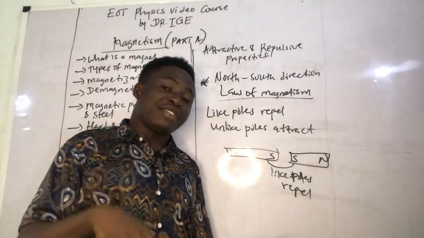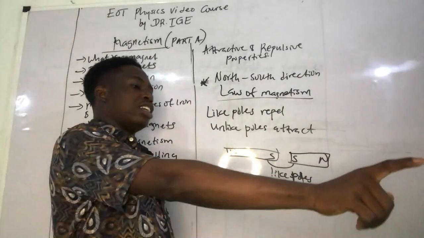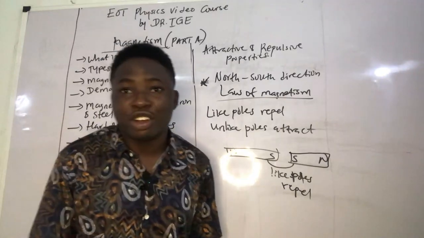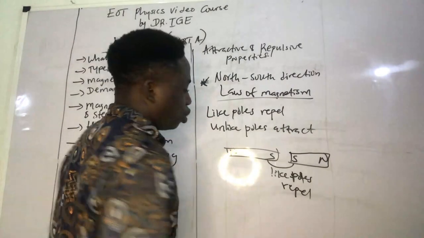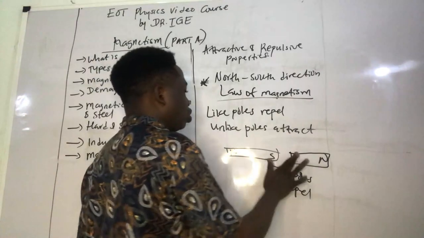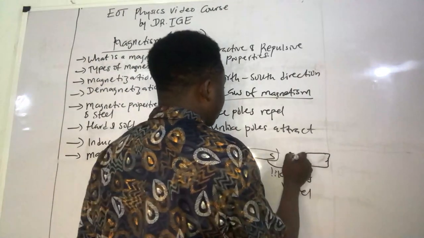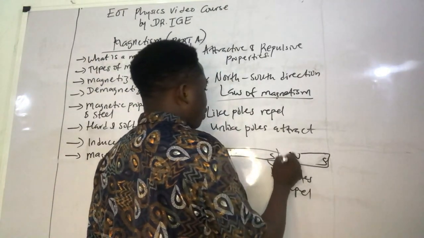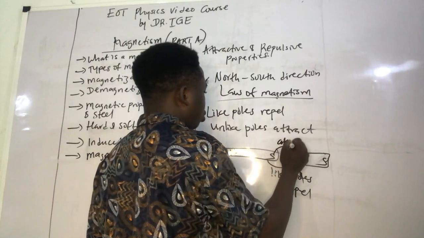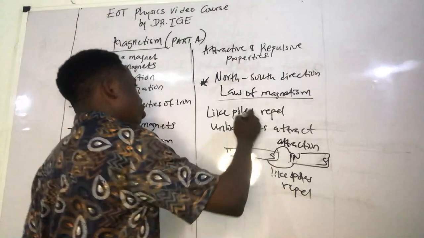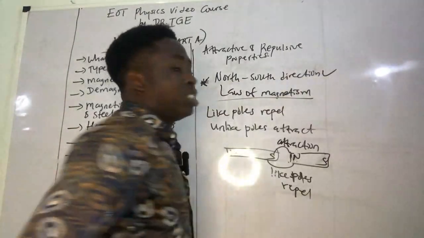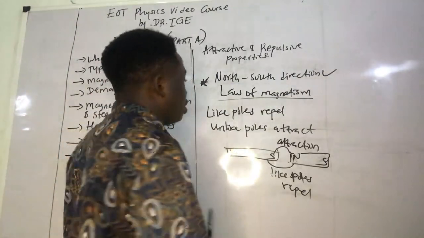Then turn the other one, and it now looks as if it's like poles. If you go closer, it's like you're pushing it. Now see, our cars are automatic. So when you have two like poles, you get this repulsion. But when they are unlike poles, that's another thing. North with south, you are going to get what? Attraction. That's one thing you have to know about the law of magnetism. So just know that magnets settle in the north-south direction.